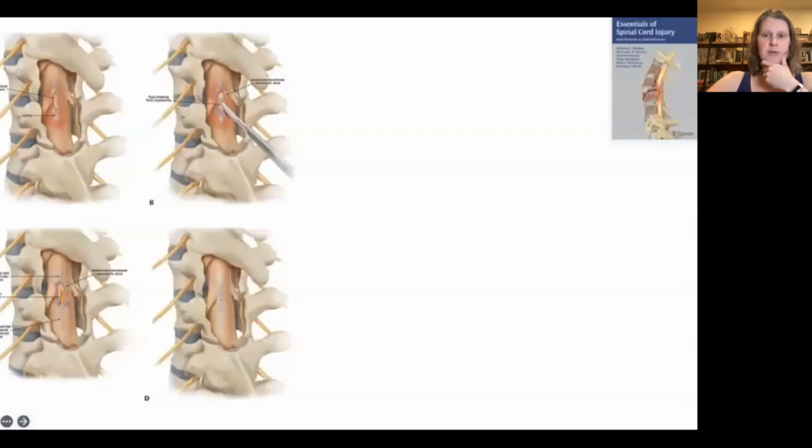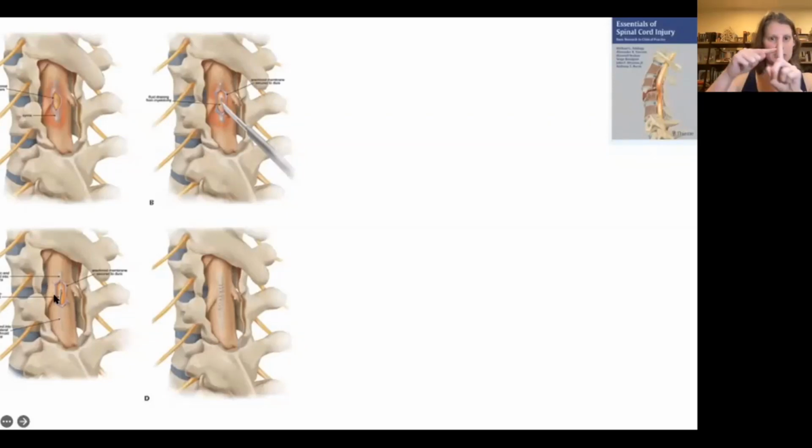But since syringo-subarachnoid shunting is pretty rare, it's an interesting procedure, and it's hard to conceptualize if you can't see a picture of it. So I've included this diagram to explain the procedure. This is a view of the cervical spine where a laminectomy has been done. This is the dura, and you can see they've opened the dura here. And what they're doing with this scalpel is they're opening the spinal cord into the syrinx cavity, and then they insert this little long shunt. Okay, it's a tiny silastic tube.